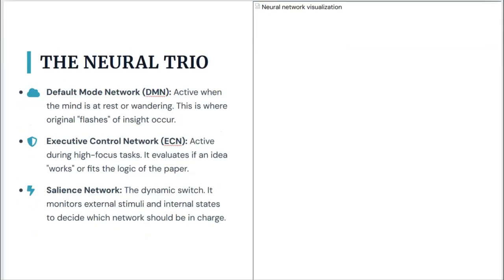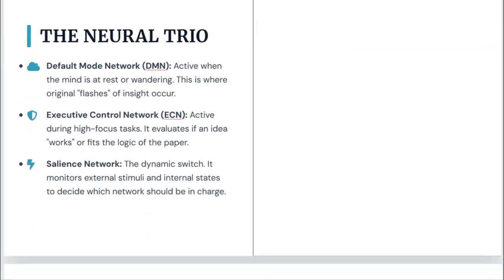So let's take a look at the neural trio. The neural trio is the neuroscience part of your brain. First, we have the DMN, which stands for the default mode network. This is active when the mind is at rest or when the mind is wandering. This is where the flashes of insight, the light bulb moments happen.